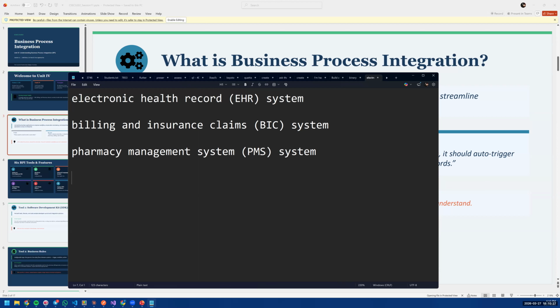And at the moment, they are separate. Them being separate, the way the staff uses them is that a nurse, for example, will manually transfer patient data between all three systems. This manual process is slow, it's prone to errors, and most of all, it's expensive. We're going to be looking at how we can use BPI to fix that. Good?